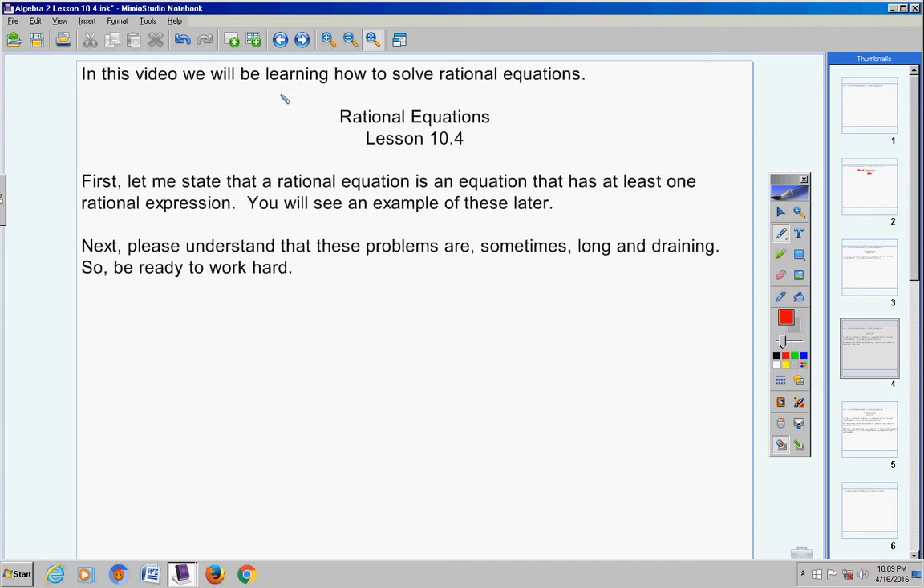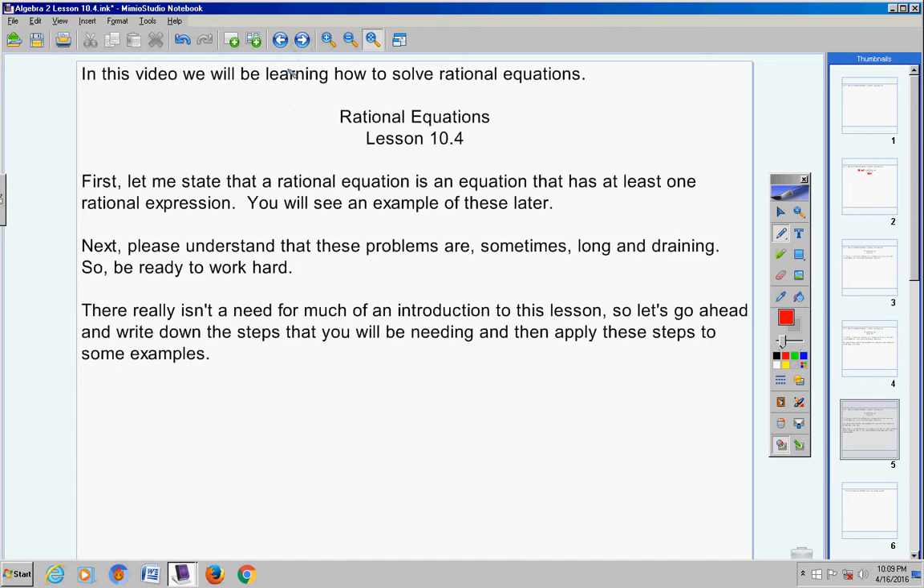Next, please understand that these problems are sometimes long, so be ready to work hard today. There really is not much of a need for an introduction to this lesson, okay? There's not any history behind these types of problems or anything you need to know. It's just write down the steps and then get started working these out, okay? So let's go ahead and write down the steps that you'll be needing and then apply these steps to some examples.